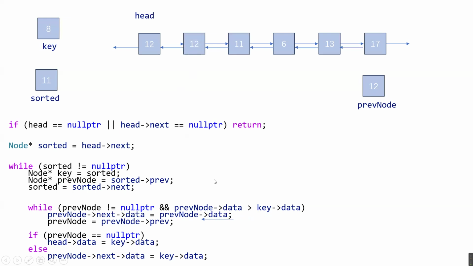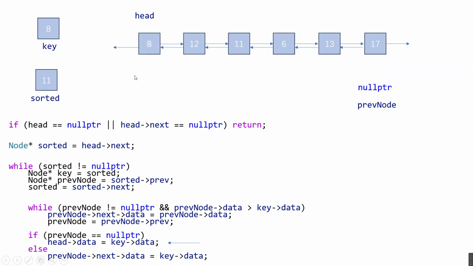And then the previous node will become the previous one's previous. This one's previous is a null pointer, right? So it will become a null pointer. And then, because the condition will not be satisfied, we will quit from the while loop. We just jumped into this line. The previous node is not a null pointer? No, it actually is a null pointer, right? So we'll go to this line. The head's data will become the key's data.